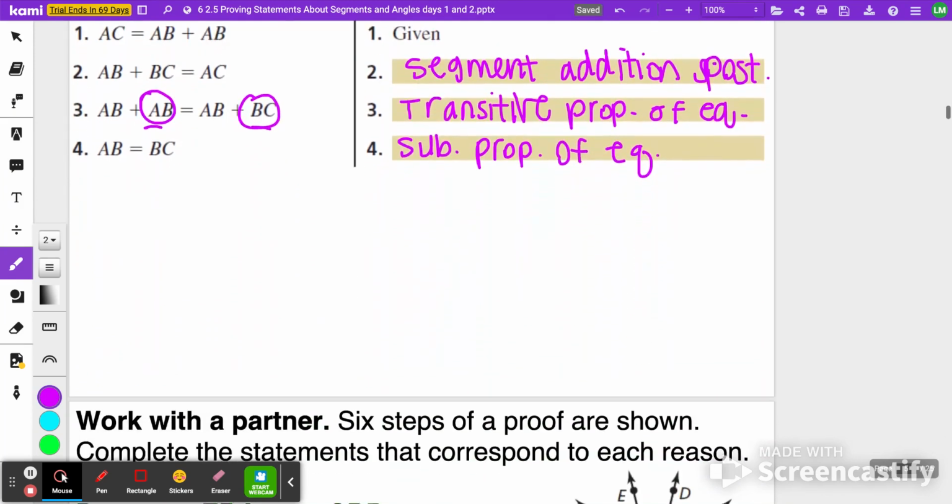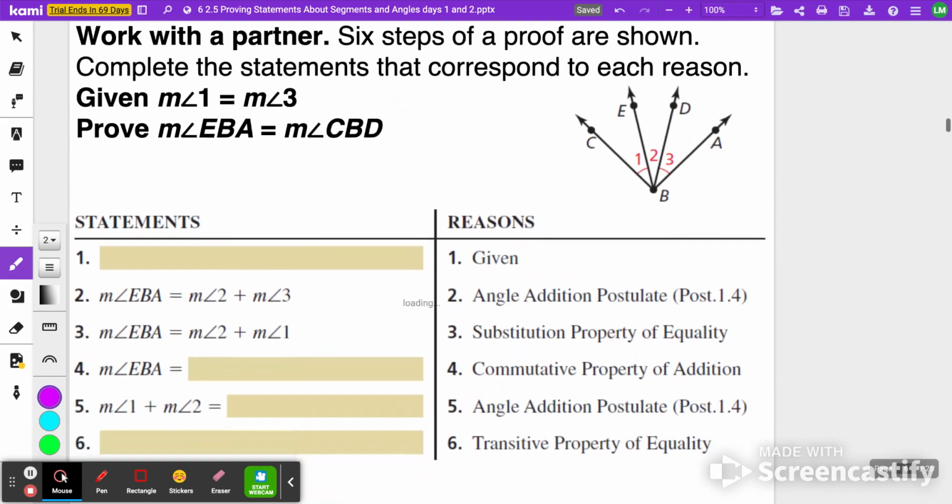We're going to do a similar exercise here, except now some of our statements are blanked and we're already given. So this first one should be very easy. It says, 6 steps of a proof are shown. Complete the statements that correspond to each reason. So we are given the measure of angle 1 is equal to the measure of angle 3. And you can tell by that because of the arcs that are placed in 1 and 3. So our given statement is going in number 1. The measure of angle 1 is equal to the measure of angle 3.